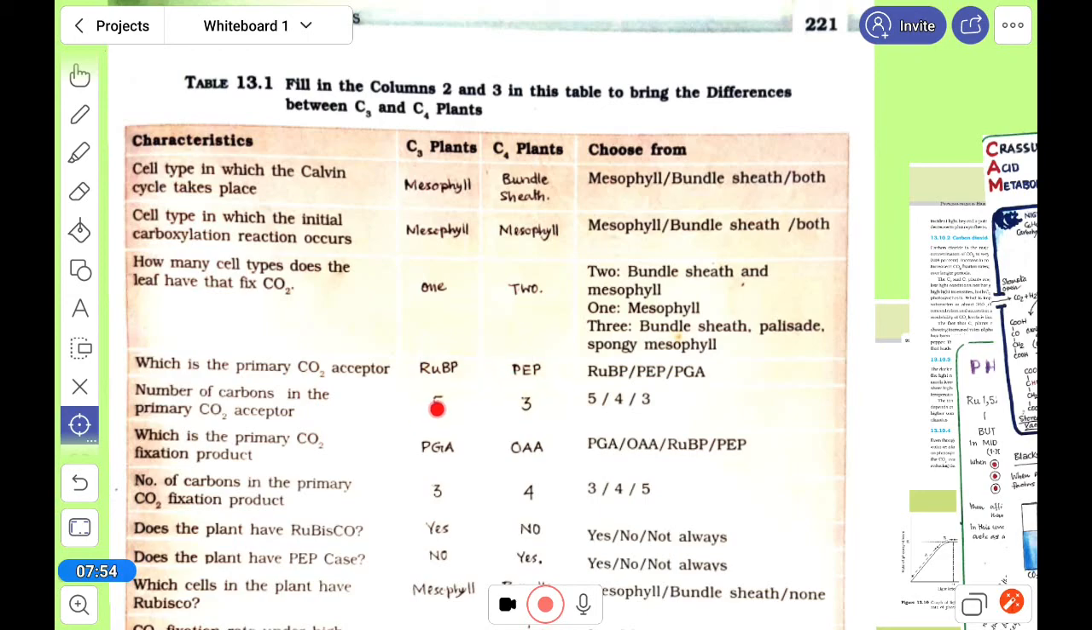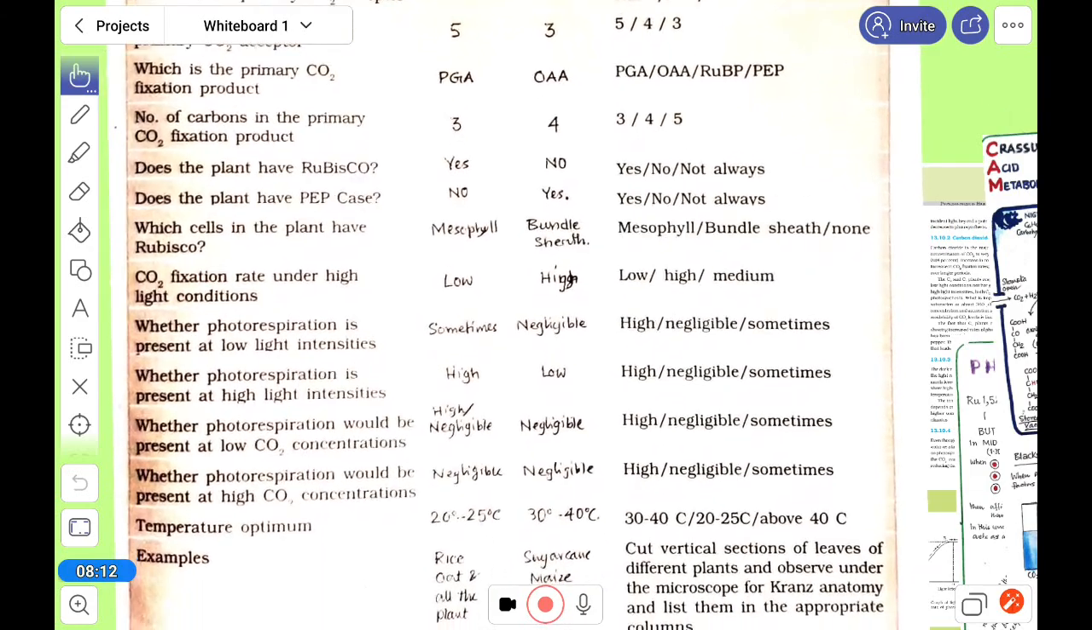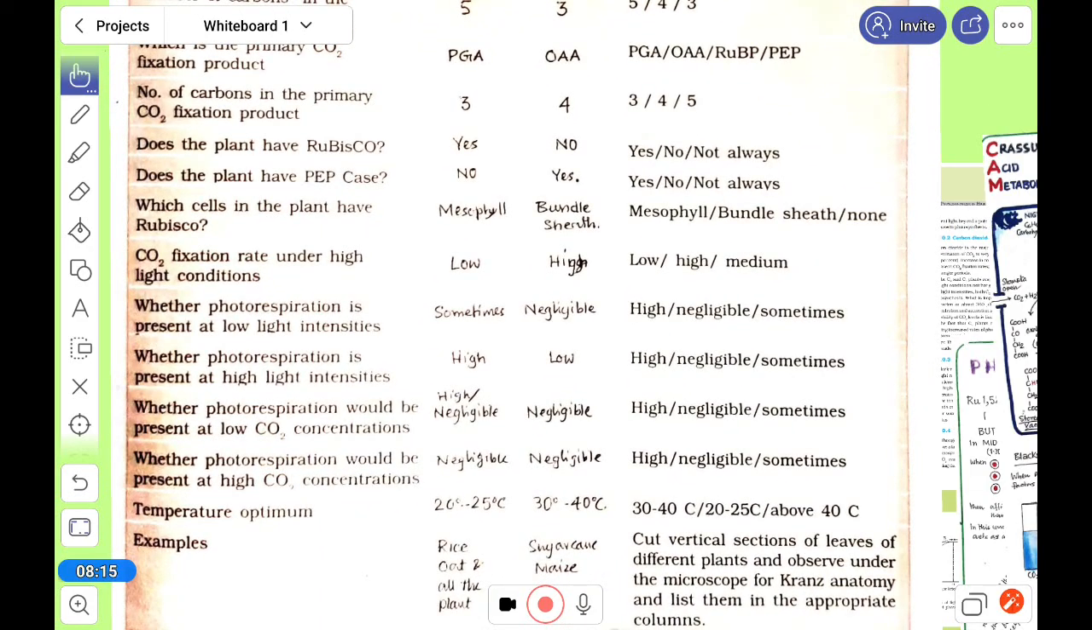Here the primary acceptor is ribulose bisphosphate, but there it is phosphoenol pyruvate. Here the number of carbons is 5, there it is 3. So the first product is 3-phosphoglyceric acid here, and oxaloacetic acid there. You can see this part for your information. All these things are given, so go through all the differences given here.